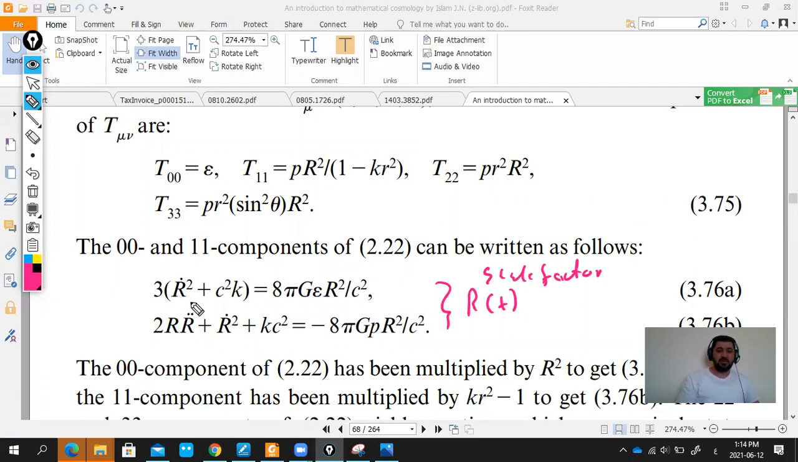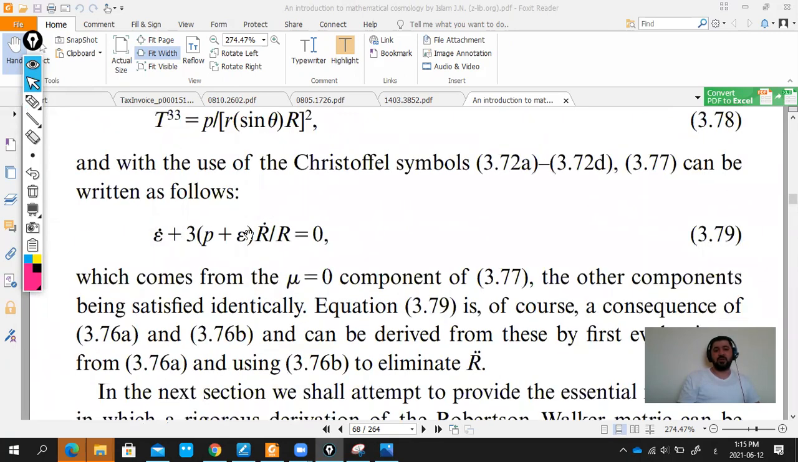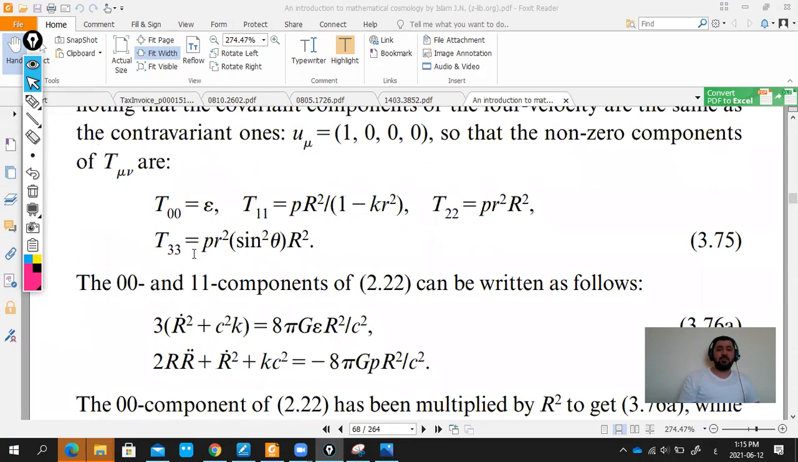But the problem here is that, look how many variables we have. We have R, we have epsilon, and we have p. So we have 2 equations and 3 variables. Now, there is one more equation we can conclude, which is the conservation of energy, which we can find by taking the covariant derivative of T mu nu, which equals 0. When we derive this one, we'll find a third equation here. But unfortunately, this equation can be derived from these 2 equations.